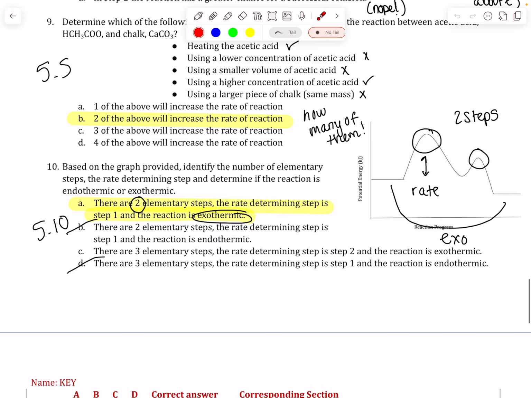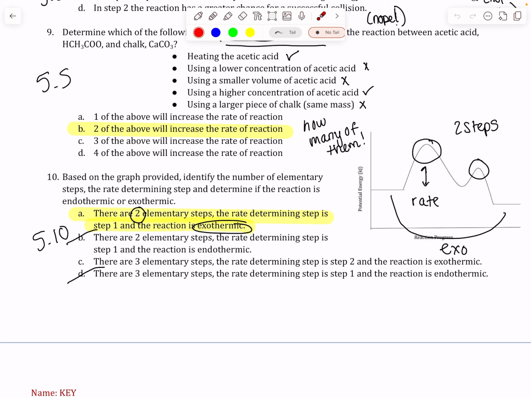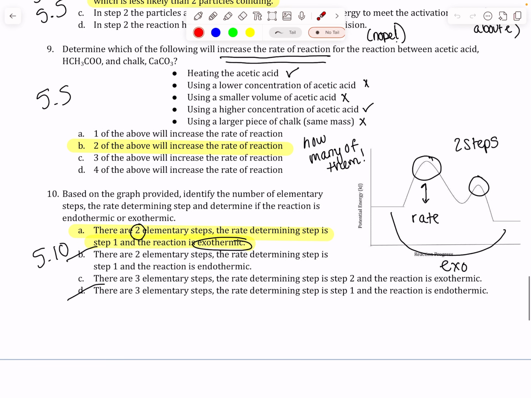And number 10, it's a 5.10 question, which is a multi-step reaction energy profile. So based on the graph provided, identify the number of elementary steps, the rate determining step, and determine if the reaction is endo or exothermic. Before I even looked at all these answer choices, I'm just going to determine it all for myself and then go back and find the one that I'm looking for.